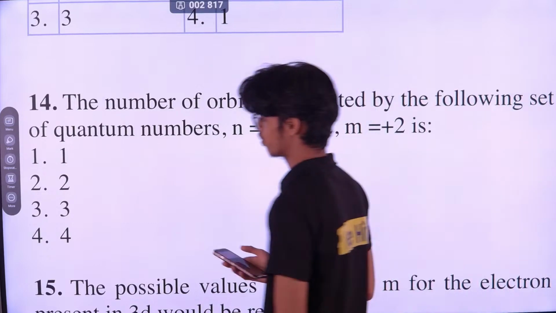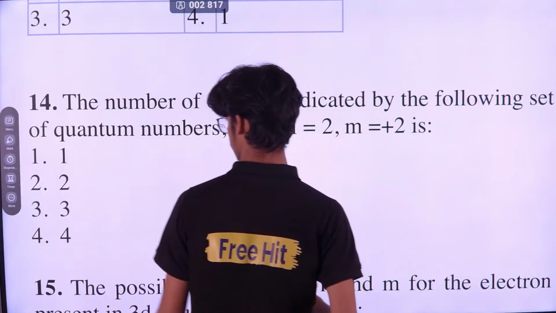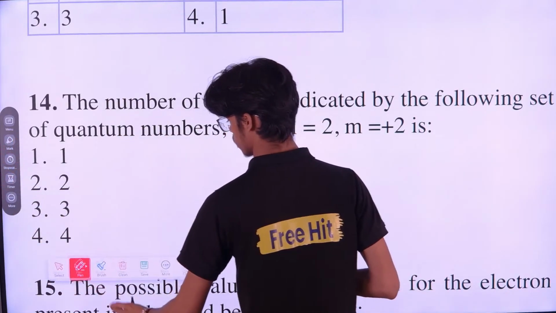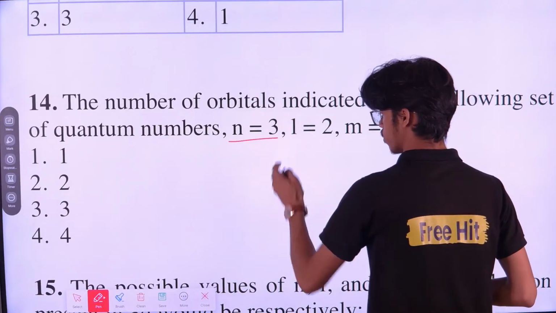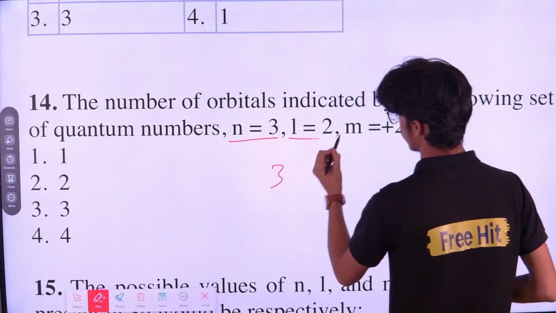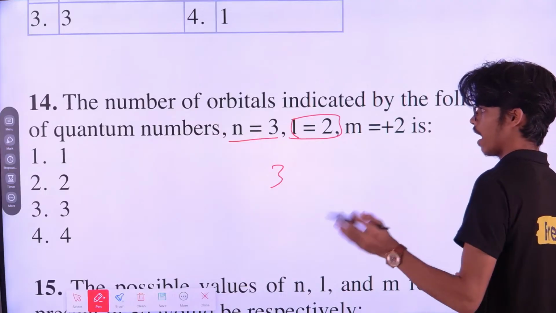Time's over. It's a very easy question. Okay, the question is: n is equal to 3, and L is equal to 2. It means what? S, P, D.